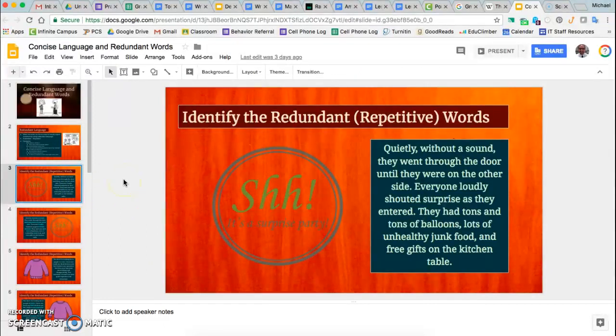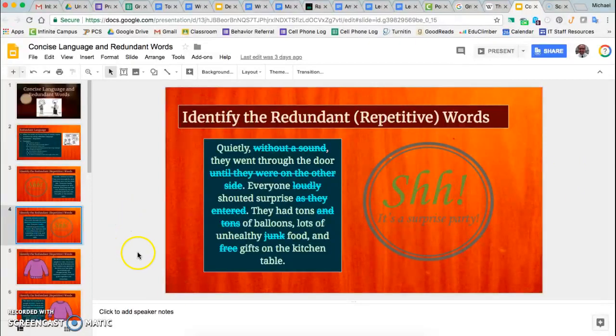So you can see examples here. This one has many different cases of repetitive words that we'll look at on the next slide. Okay, so it says, quietly without a sound, they went through the door until they were on the other side. Everyone loudly shouted surprise as they entered. They had tons and tons of balloons, lots of unhealthy junk food, and free gifts on the kitchen table.